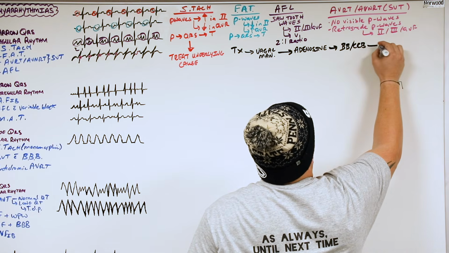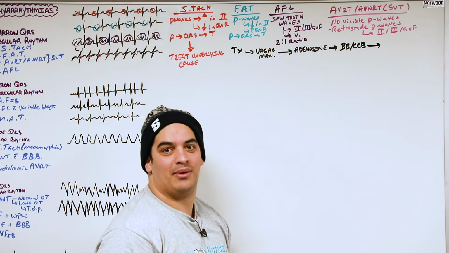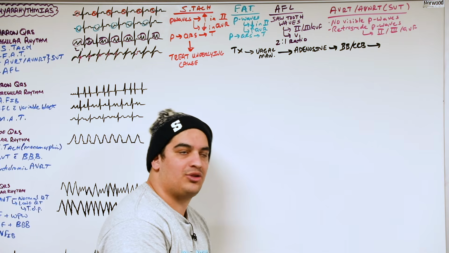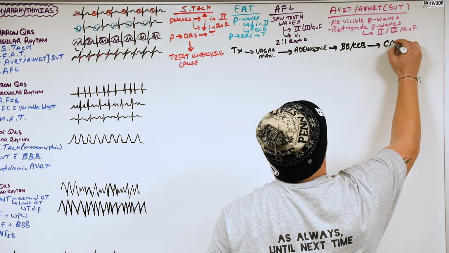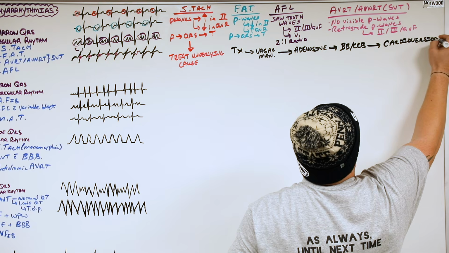Now, let's say that you try all of these things and it doesn't work and you haven't been able to obliterate this rhythm. The next thing that you can do is you can electrically cardiovert them. You hit them with electricity, and this is called cardioversion. Okay? Electrical cardioversion in this situation.